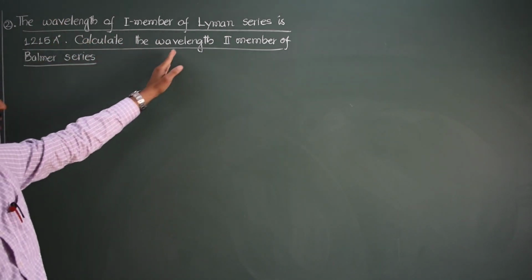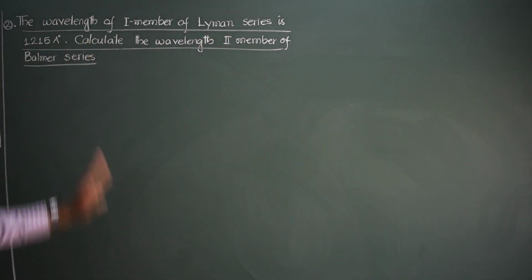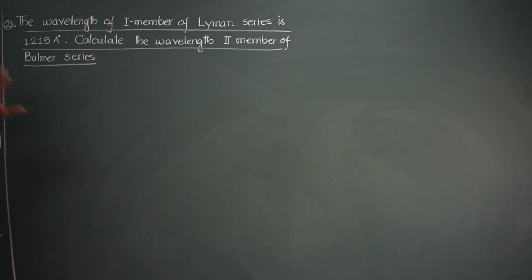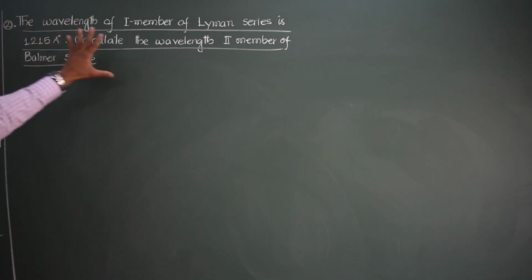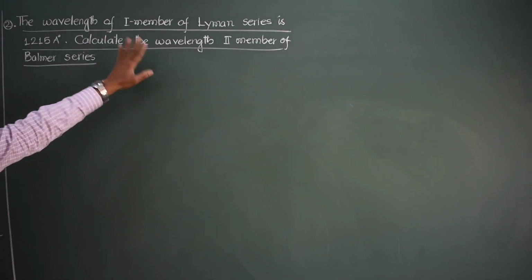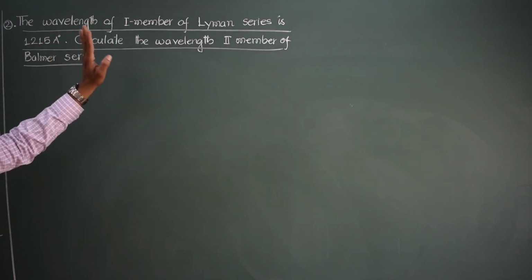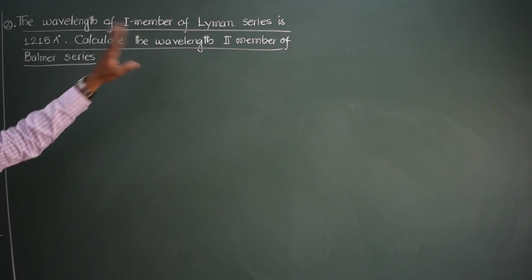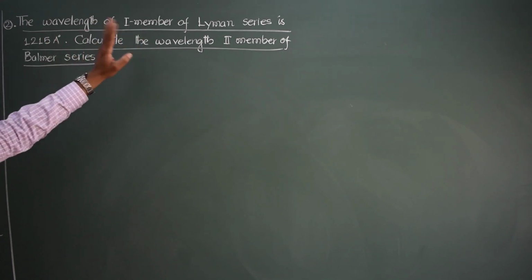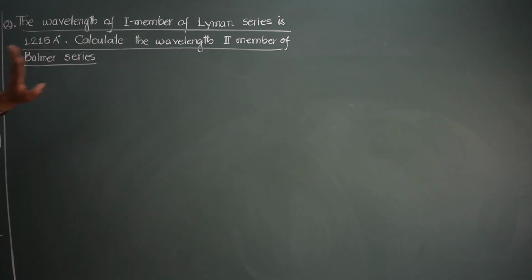Calculate the wavelength of the second member of the Balmer series. In the previous problem, the Rydberg constant would be given to you, whereas in this problem, the Rydberg constant will not be given to you, which means you are not expected to use it even though you know it. You are not supposed to use it directly. Without using the Rydberg constant, you should be able to calculate the unknown wavelength.